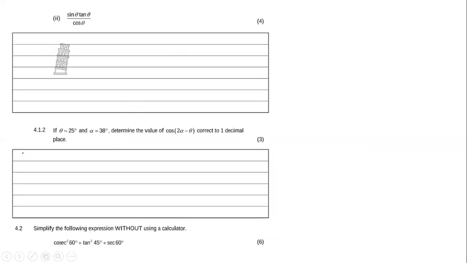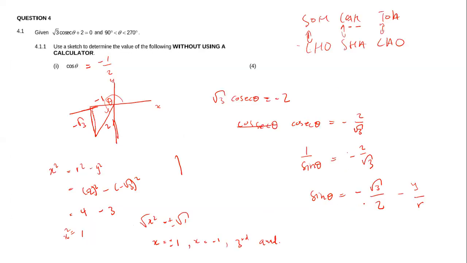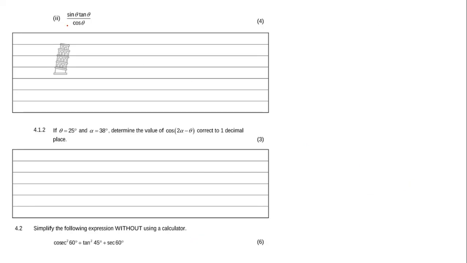Now, we move to question number 2. Question number 2, they want us to determine sine theta, tan theta, cos theta. So sine theta, we have already determined it over here. We don't even have to complicate our lives. So sine theta is -√3/2. So sine theta will be -√3/2 multiplied by tan theta.